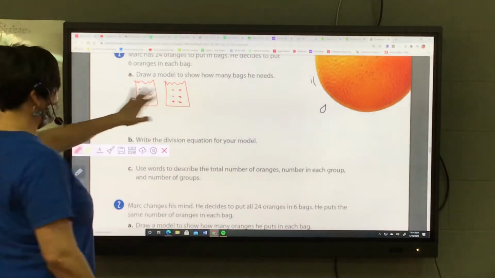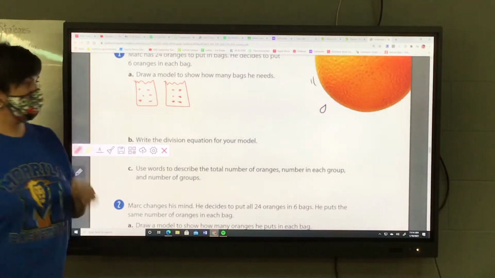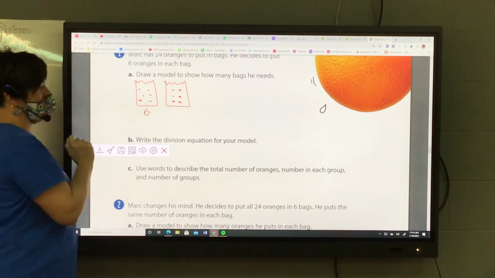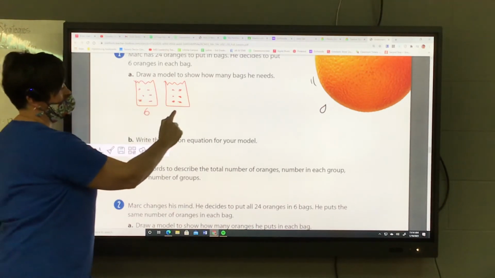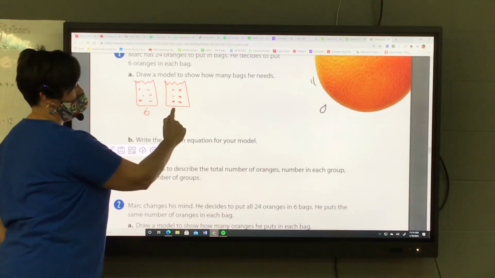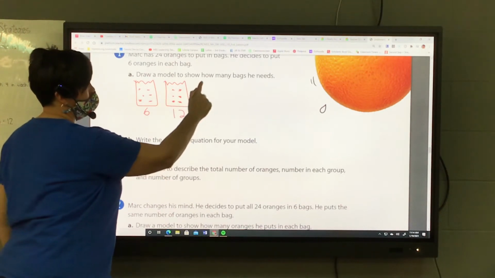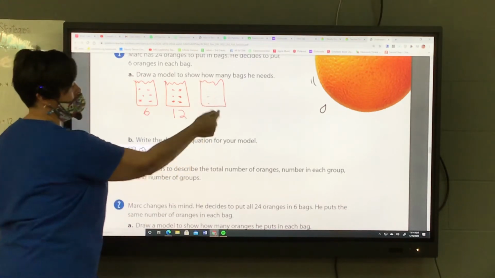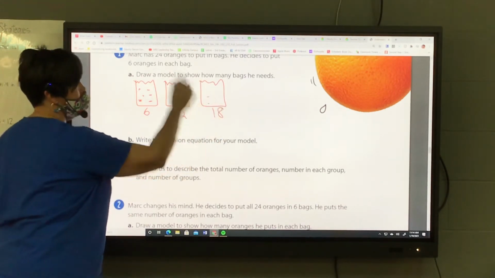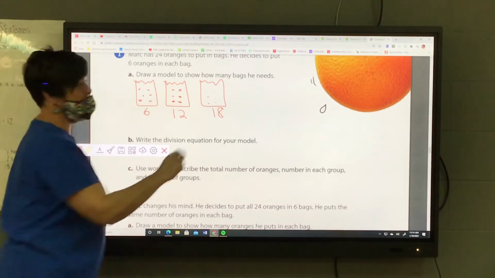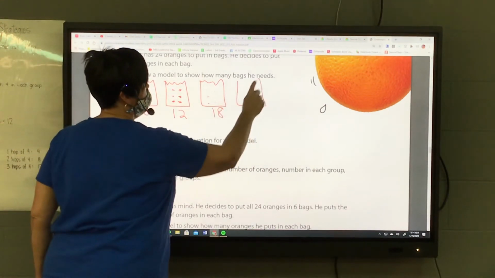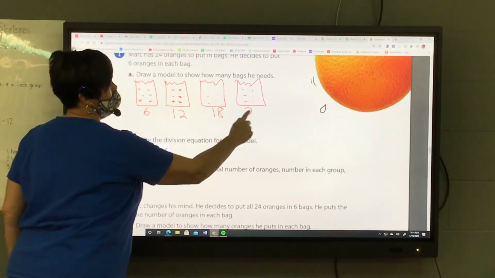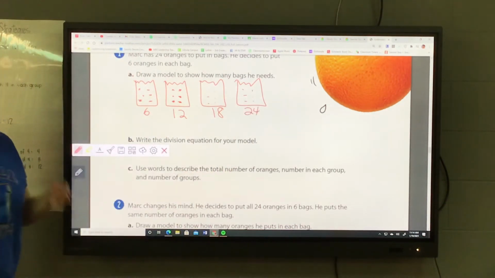All right, I am not done, am I? So far, right here, I have 6. Now how many do I have? 12. I'm just skip counting by 6s. How many now? 18. I'm still not to that 24, am I? Skip counting by 6s. What's next? 24.